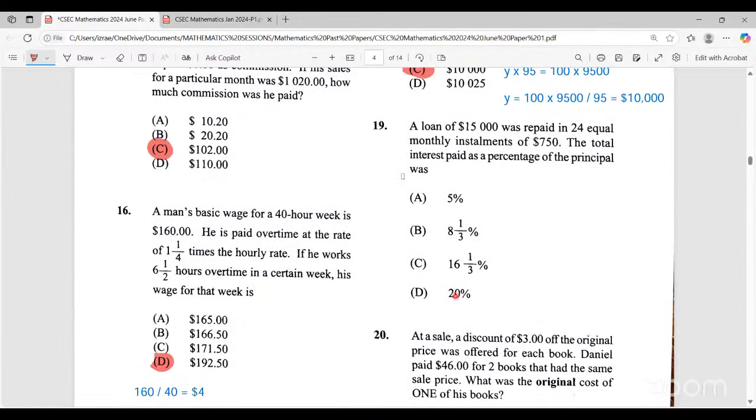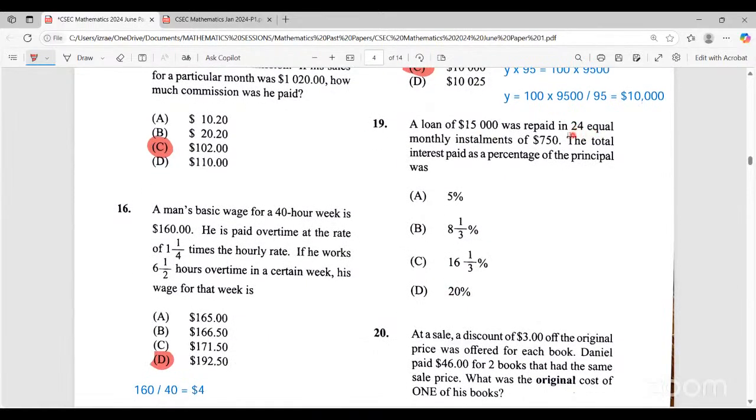Number 19. A loan of $15,000 was repaid in 24 equal monthly installments of $750. Total interest paid as a percentage of the principal was. So I multiply 24 by 750, and just doing a little calculation, you get 18,000. So the amount we paid is 18,000.